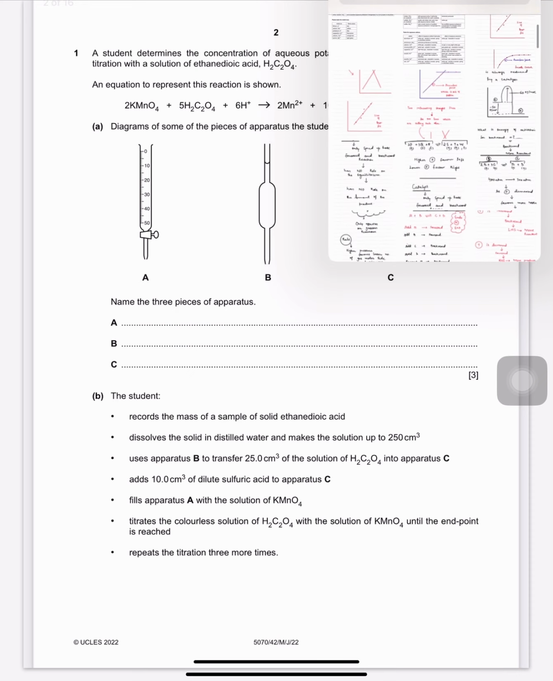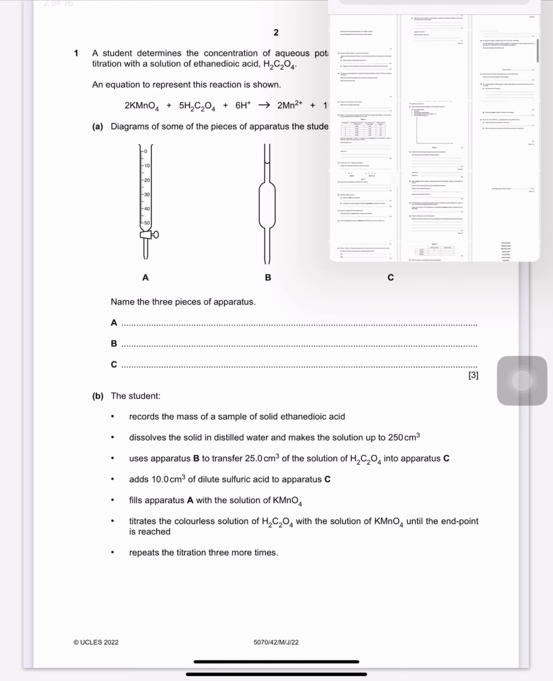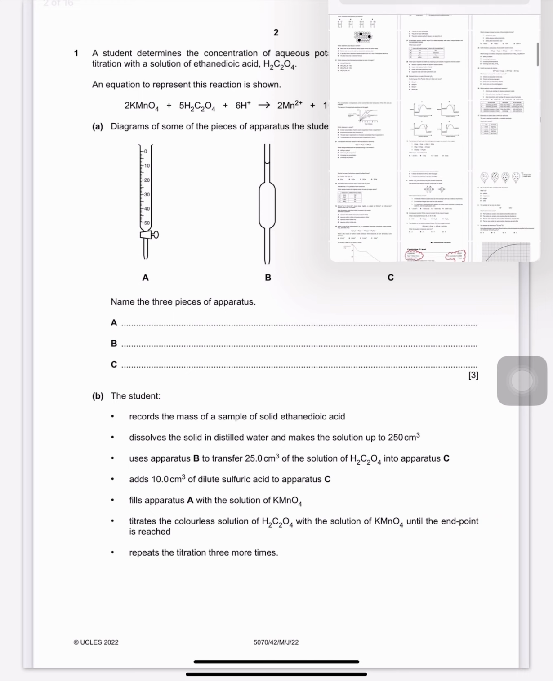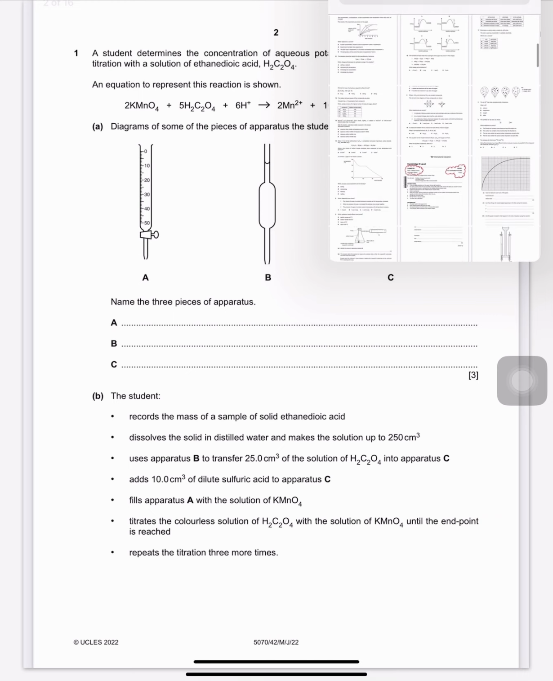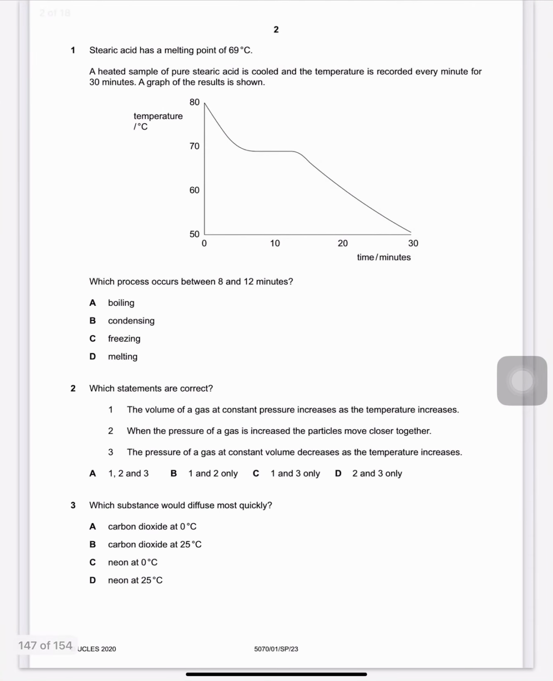Okay, I am on another question now. Here we can find some questions related to kinetic particle theory. Yes, look at question number one. Stearic acid has a melting point of 69 degrees Celsius. A heated sample of pure stearic acid is cooled, and the temperature is recorded every minute for 30 minutes. A graph of the results is shown.